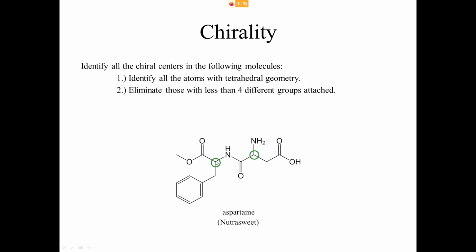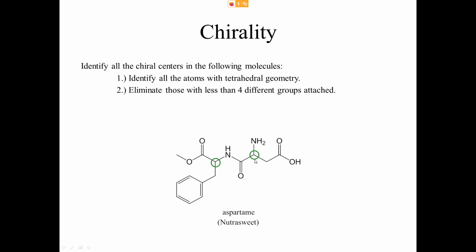So this one has a hydrogen on it. It's got this big benzyl group on it. It's got this group with the oxygens on the left, and it's got the rest of the molecule to the right. All 4 of those are different things, so this is a chiral center.